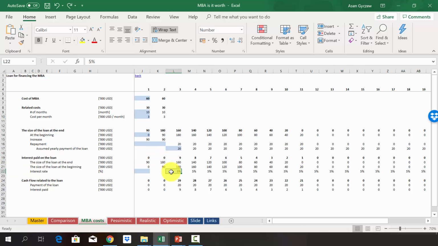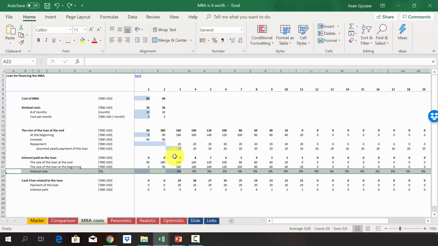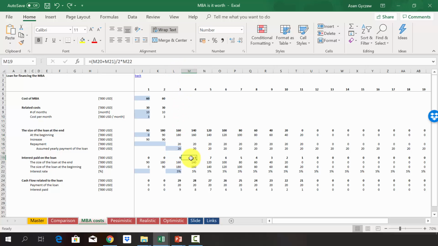Now, we assume that the interest will be paid only after the second year, so after we finish the studies. So in year 3, we start paying an interest rate of 5%. So we pay 9,000 in year 3, 8,000 in year 4, and so on and so forth.